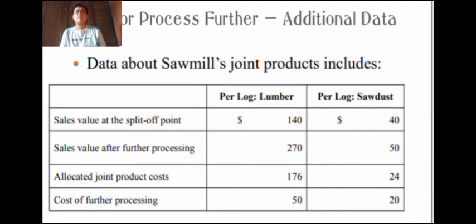Let's look at the additional information. Data about the sawmill's joint products includes: the sales value at the split off point per log of lumber is $140, while per log of sawdust is $40. The sales value after further processing is $270 for lumber and $50 for sawdust. The allocated joint product cost is $176 for lumber and $24 for sawdust. And the cost of further processing is $50 for lumber and $20 for sawdust.